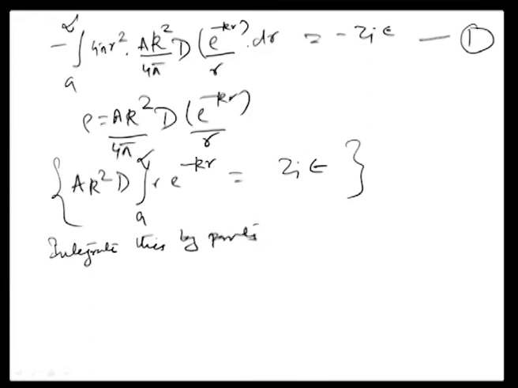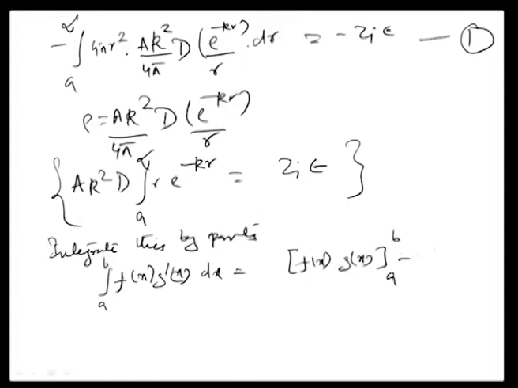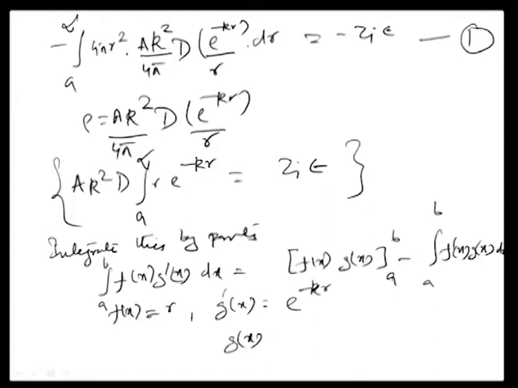Okay, as we know, the formula for integration by parts is the integral from a to b of f(x) g'(x) dx equals f(x) g(x) between the same limits, minus the integral from a to b of f'(x) g(x) dx. And here, f(x) equals r, and if we assume g'(x) as e to the power of minus k r, thereby meaning that g(x) can be equal to minus e to the power of minus k r by k.